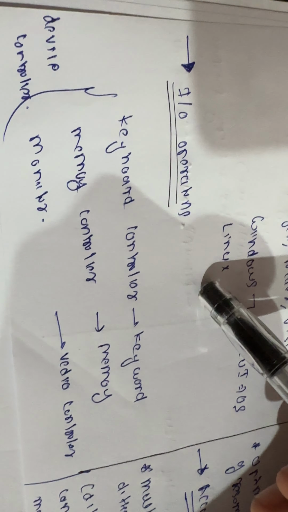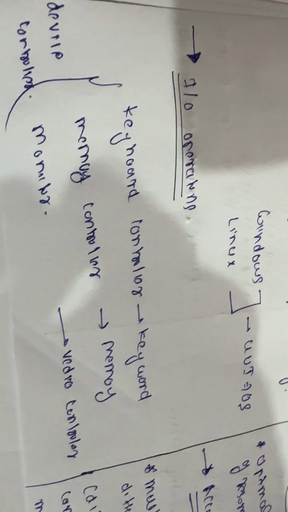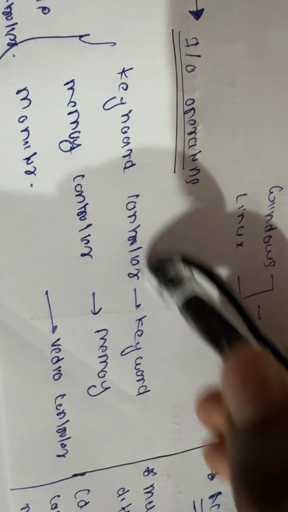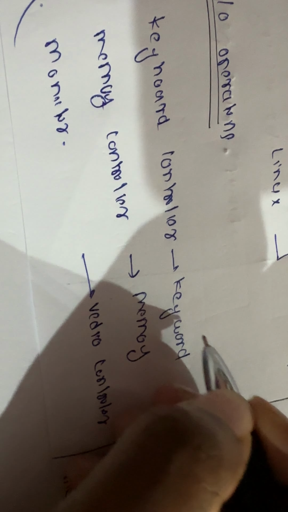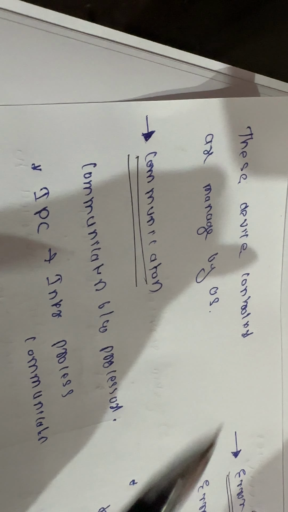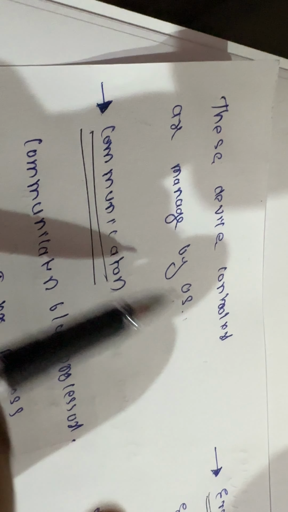The next service provided by the operating system is IO operation. When you talk about IO operation, we know that to control input devices like the keyboard and other devices, we have device controllers. To control the memory, we have the memory controller. To control video, you have the monitor controller. To control the keyboard, you have the keyboard controller. So there are a lot of device controllers, and the operating system manages all of these device controllers. These devices we have discussed are controlled by the operating system.